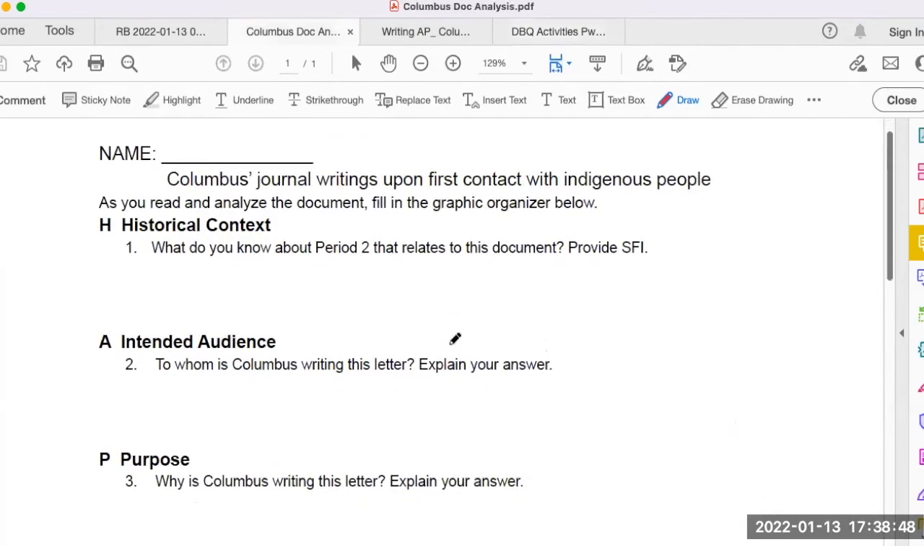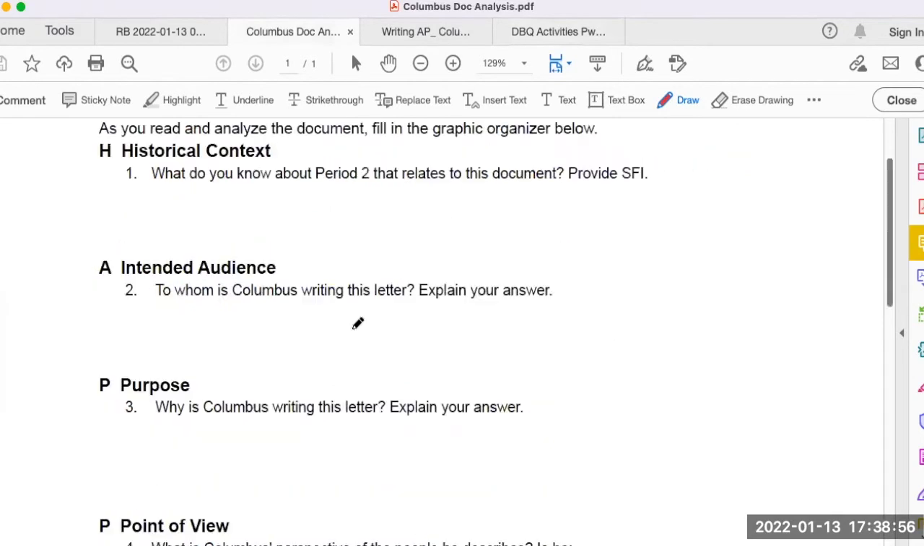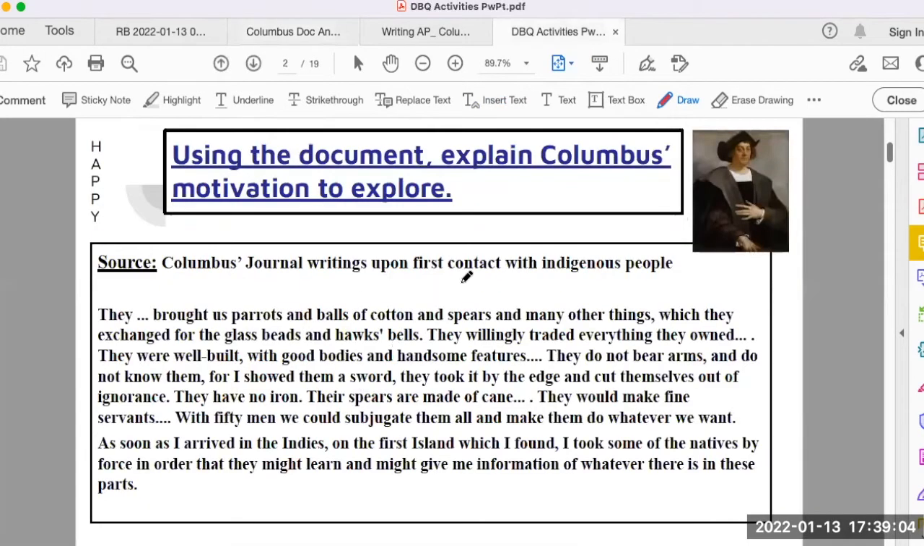Now you should have already completed this part for the homework that I assigned you, although that is also later in the same slide. But we're first going to focus on this top part. So how we're going to do that is we're going to use this document and apply it to each of the points. H being historical context or background about this document. A being the audience for this document. P being the point of view for this document. What is the perspective of the author?